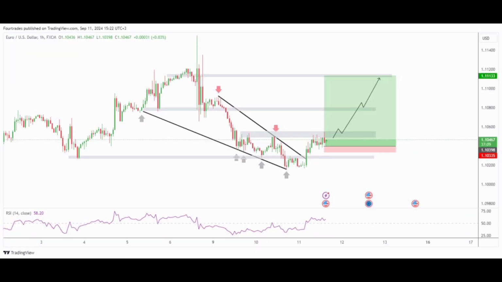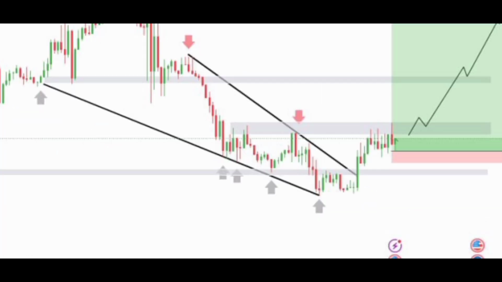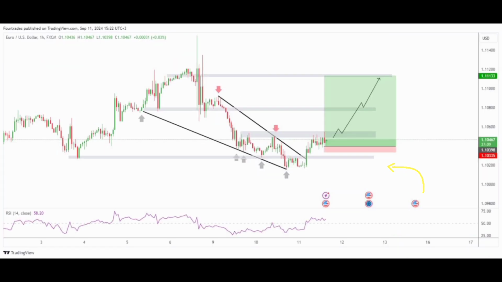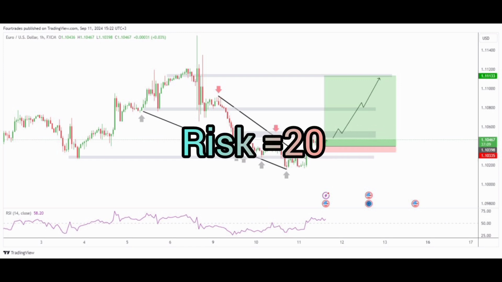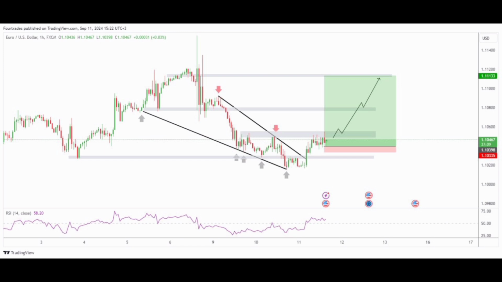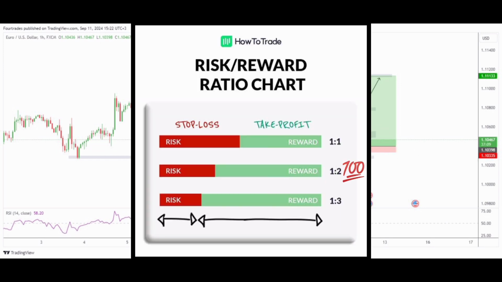Now let's talk about risk management. Always adjust your position size based on the proximity to psychological levels and how volatile the market is. A favorable risk-reward ratio is crucial. For example, if you're risking 20 pips, aim for at least 40 pips in profit. This way, even if you only win half of your trades, you'll still come out profitable in the long run.